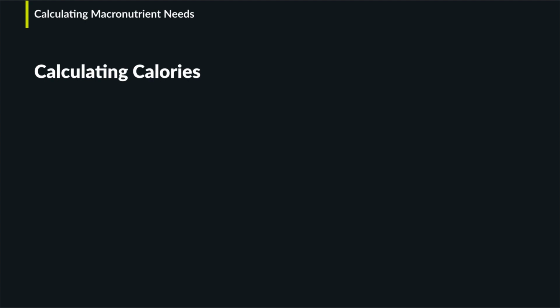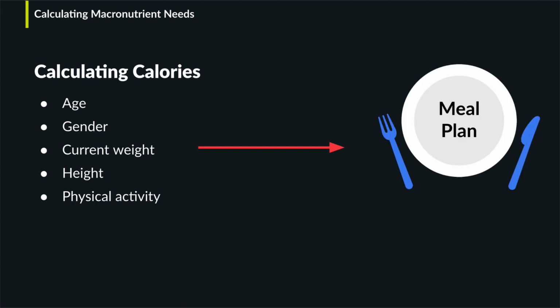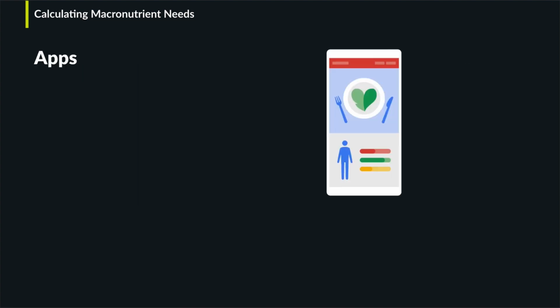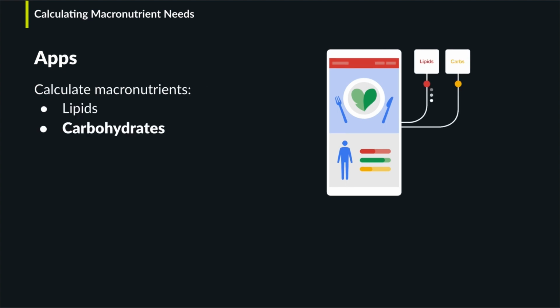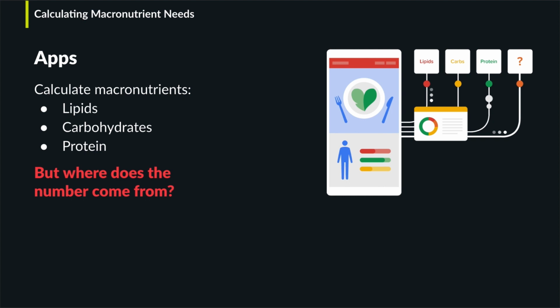In this video, we'll be going over how to calculate your macronutrient needs. You learned how to calculate the total number of calories you need based on your age, gender, current weight, height, and physical activity. That number helps you decide on a meal plan. There are plenty of apps out there that will calculate your macronutrients, lipids, carbohydrates, and protein. But where do they get that number? Let's calculate that right now.